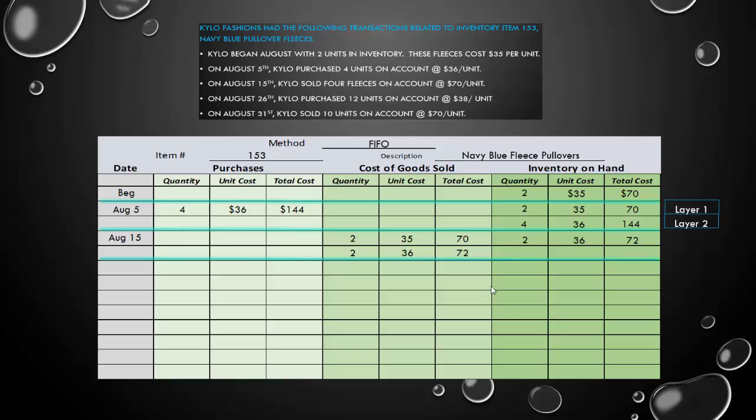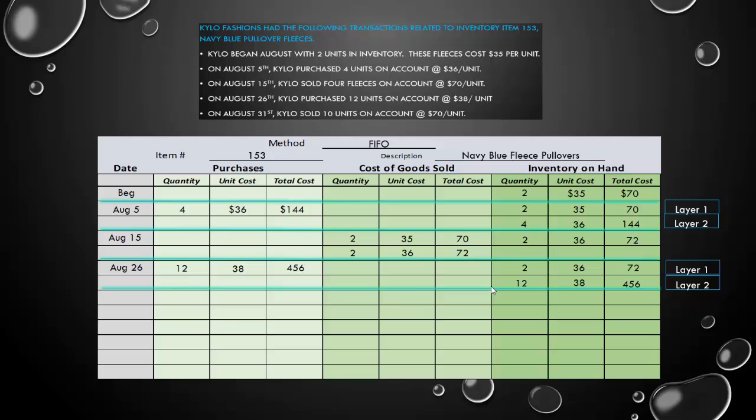Our next transaction occurs on August 26th when we purchase 12 units, and we purchase them at $38 a piece. The total cost of this purchase would be $456. For our inventory on hand, again in our first layer, let's bring down what we had. We had, before this purchase, 2 $36 pullovers for a total cost of $72. And let's make a new layer for what we just purchased, which was the 12 $38 units for a total cost of $456.